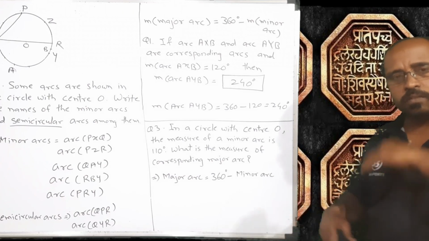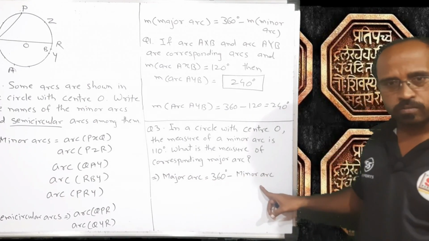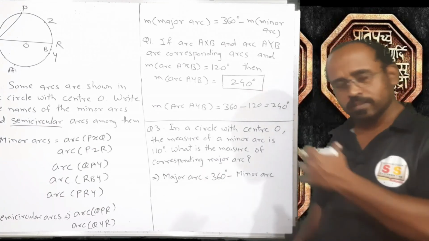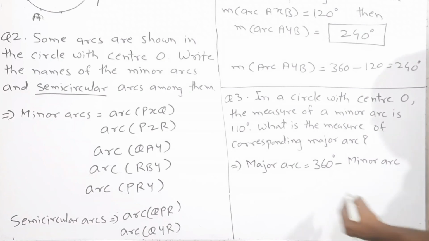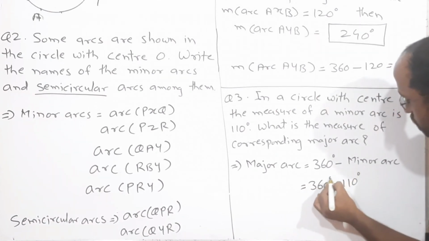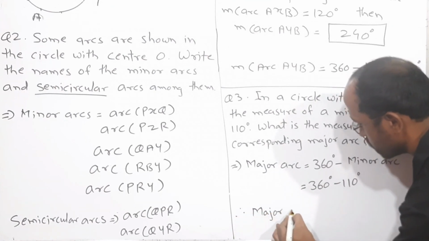Same is the case with major arc also. If major arc is given and minor arc is asked, you can say minor arc is equal to 360 minus major arc. So that is equal to 360 minus 110. Therefore major arc is equal to 250 degrees.